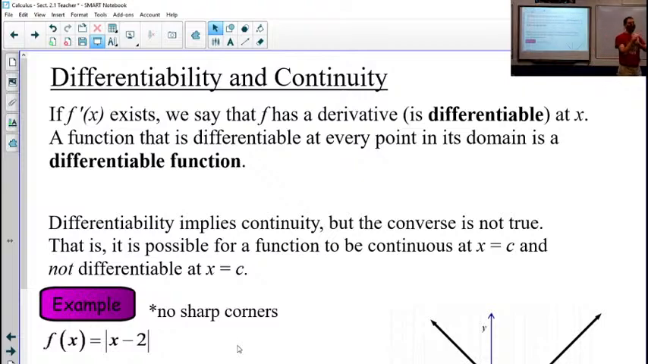So just like we talked about holes and jumps and gaps causing things to not be continuous, those things like the asymptotes and the jumps can also cause something to not be differentiable. But on top of that, another thing that can cause things to not be differentiable is corners. So let's talk about why that is.